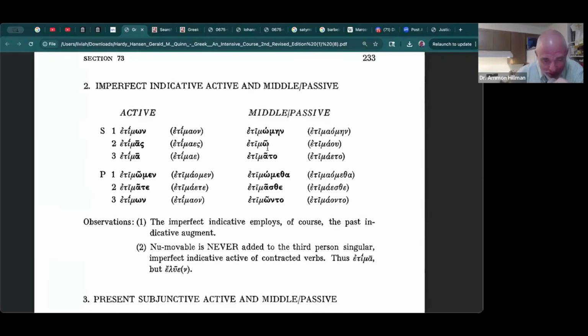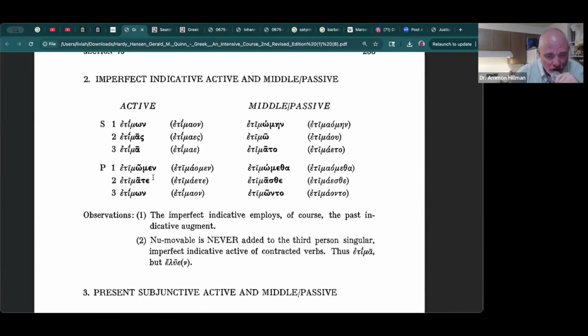Just note that, whatever. Okay, then they give you the imperfect on the following page. And again, it's just contraction. You're going to see the contractions, and when you look at etimon, you're going to think, oh shit, is this a participle? Is this a masculine nominative active participle? Oh god. Etimon.